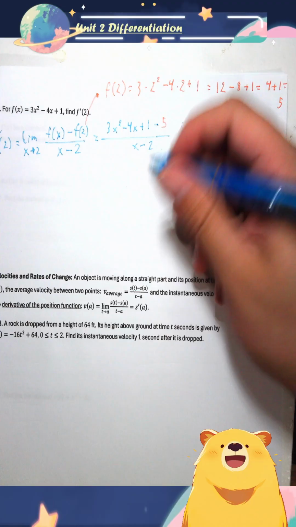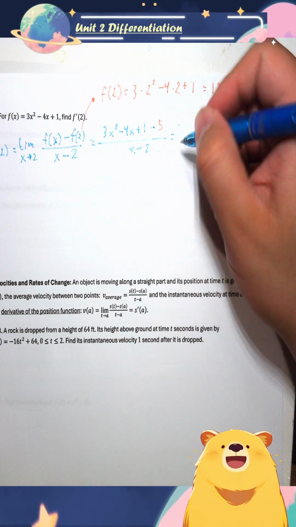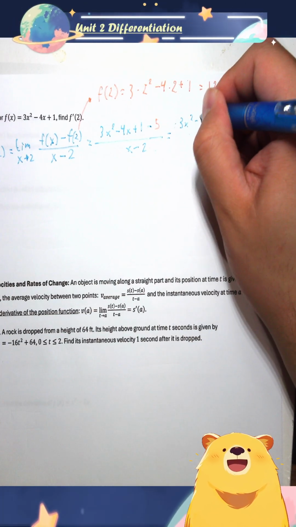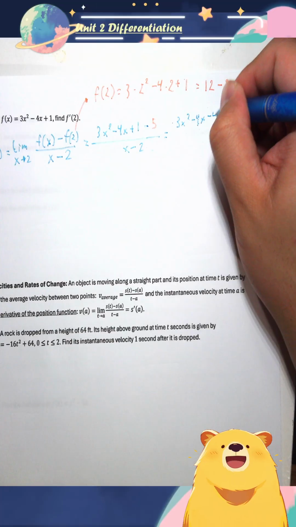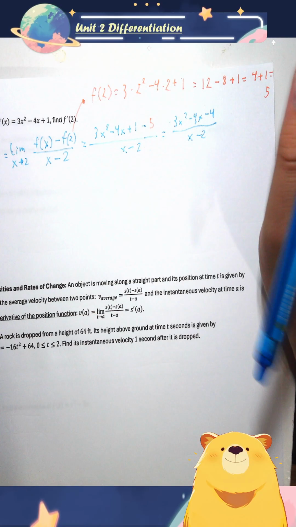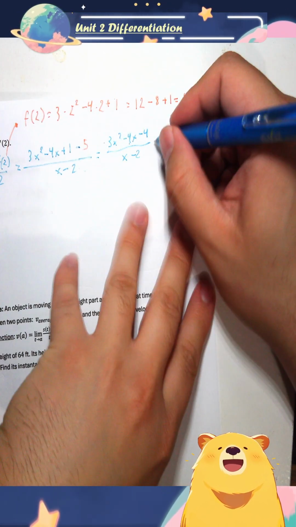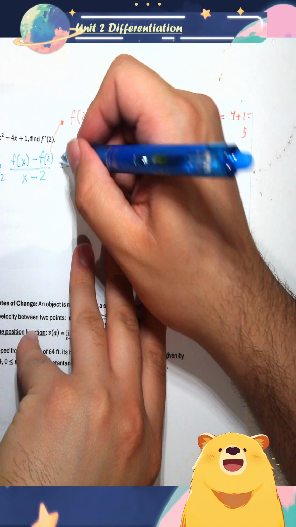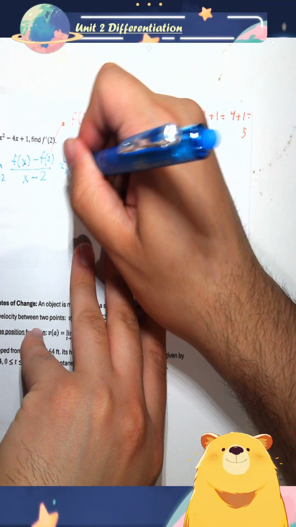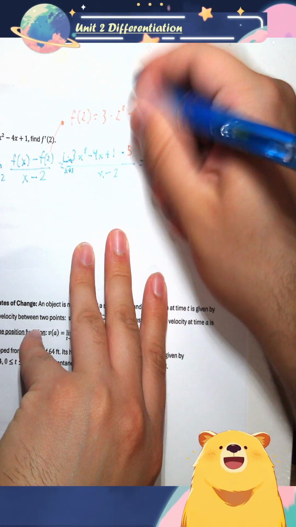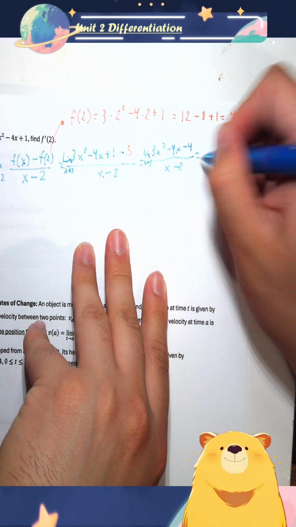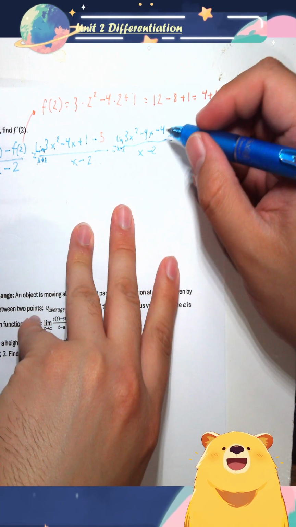Let's go ahead and simplify this further. Subtract the 5: 3x squared minus 4x minus 4 over x minus 2. And then we're going to plug in, oh wait, I forgot to rewrite limit for all of these. Limit as x goes to 2. And we're going to go ahead and plug it in, and let's see what we get.